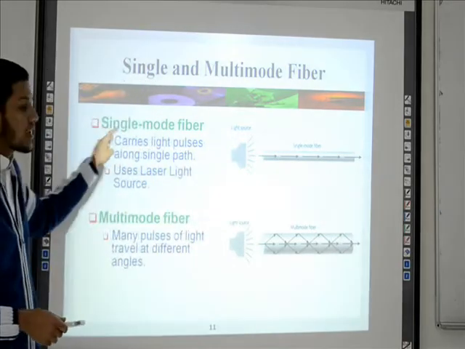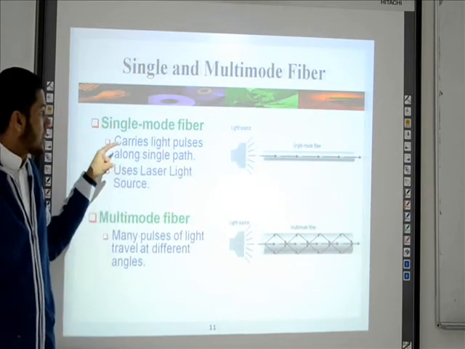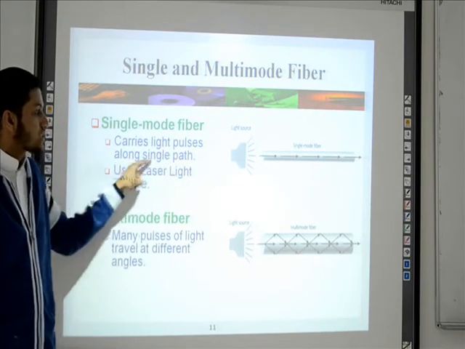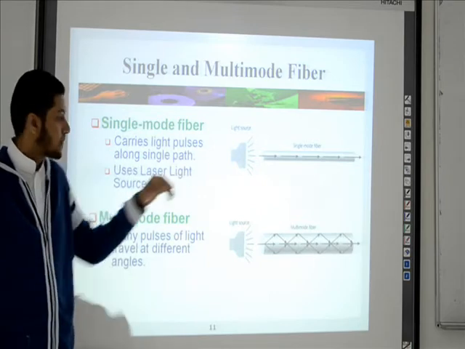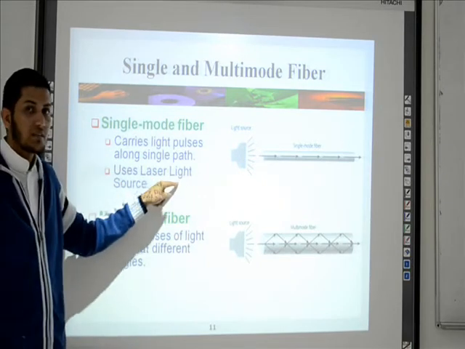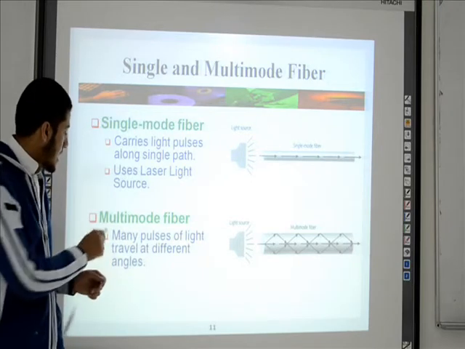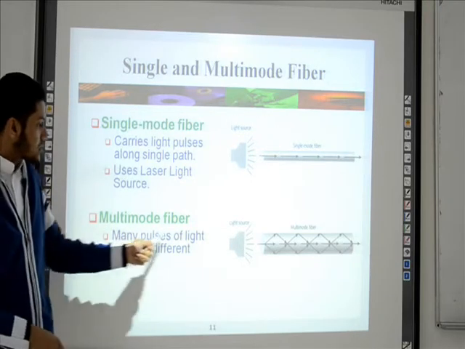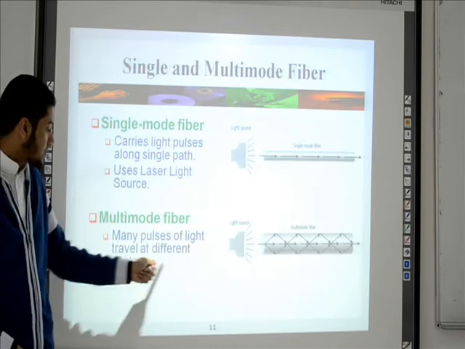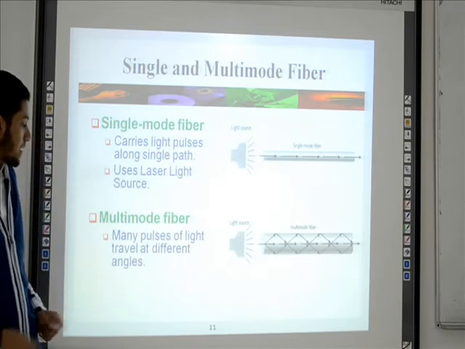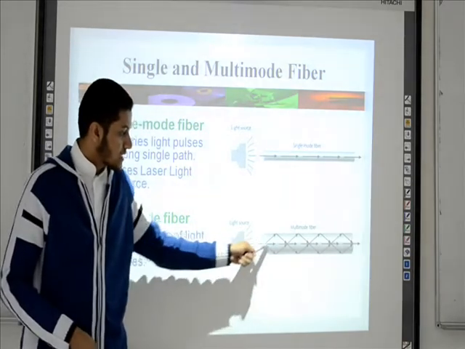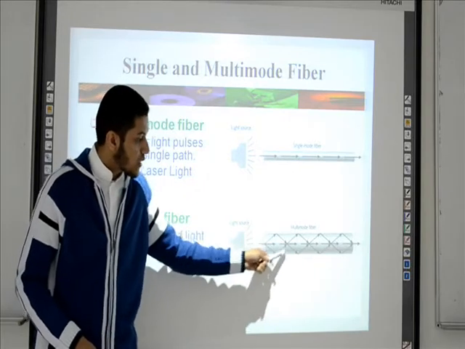As you see here, the single mode fiber carries light pulses along a single path, that means one path, and uses laser light. For example, when you use a laser, this is called single mode. In multi-mode, many bodies of light travel at different angles. As we saw before, it uses more than one path.